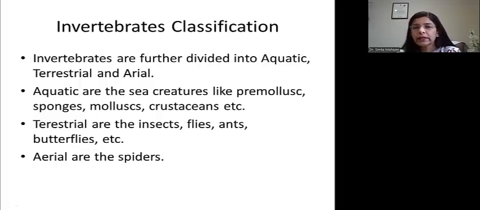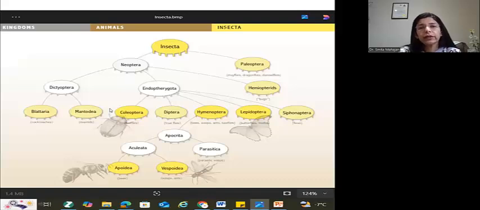So invertebrates are again classified into aquatic, terrestrial and aerial. Aquatic are the sea creatures like the pre-mollusk, the mollusk, sponges, crustaceans, etc. And terrestrial are the insects, the flies, ants, butterflies and all. And aerial are the spiders. So in aquatic we see the mollusk, pre-mollusk, crustaceans. In terrestrial we see the insects, flies, butterflies, ants, beetles, all those things. And aerial are the spiders. So this is the classification of insecta. We'll come to it later.